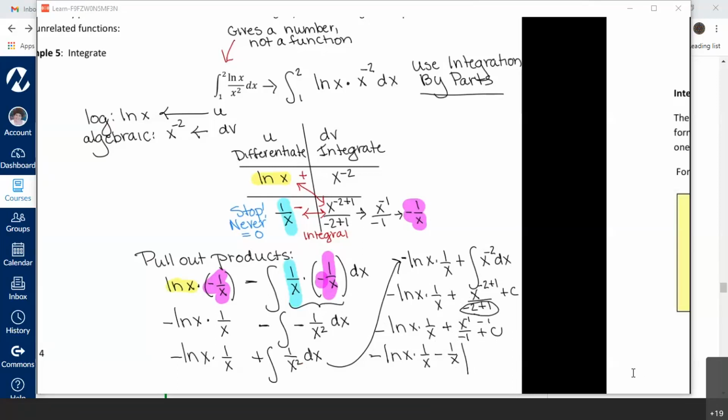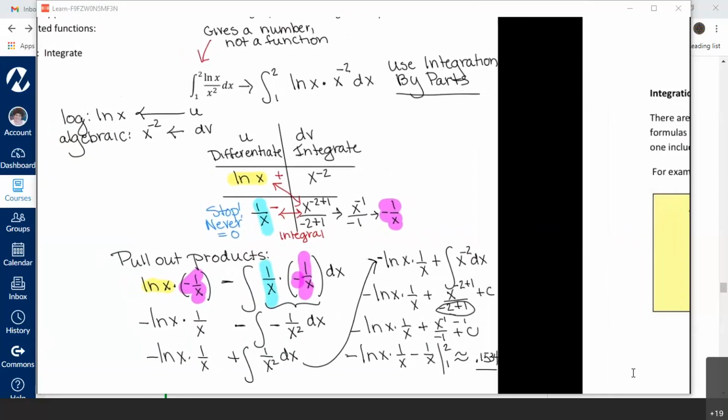And then we're going to evaluate this from 1 to 2, which were the bounds on the original integral. Again, this is something that you can do on a calculator. When I did that, I got approximately 0.1534. Most of the work here, though, is doing the antiderivative.